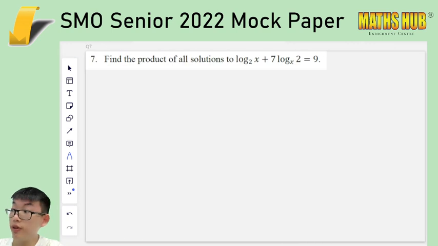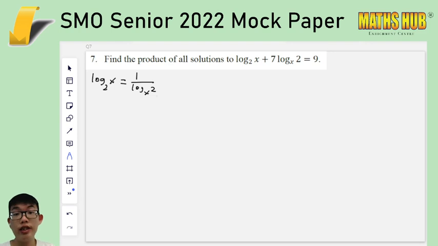Okay, next up to question 7. Find the product of all solutions to this equation, log base 2 of x plus 7 times log base x of 2 equals to 9. If you are familiar with your log identities, you might quickly realize that these are reciprocals of each other. Log base 2 of x is the reciprocal of log base x of 2. One way to see this is using a change of base. If you haven't seen it in this form before, just use log base x of x over log base x of 2, which is precisely this.